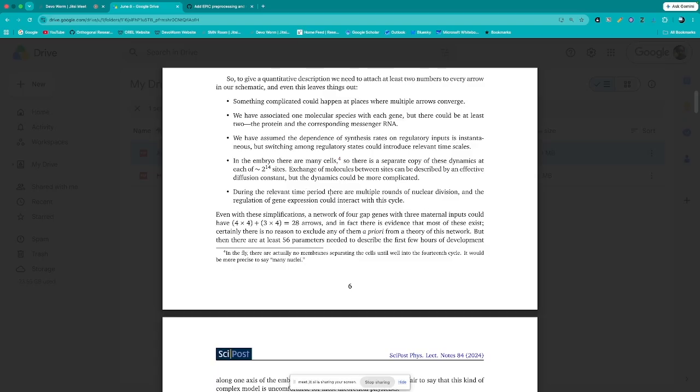Then during the relevant time period, there are multiple rounds of nuclear division, and the regulation of gene expression could interact with this cycle. So again, this is where we're dealing with cell division or nuclear division, and then we're dealing with that cycle as sort of a background process for morphogenesis. And so we have to kind of rule that out if we really want to understand how morphogenesis works.